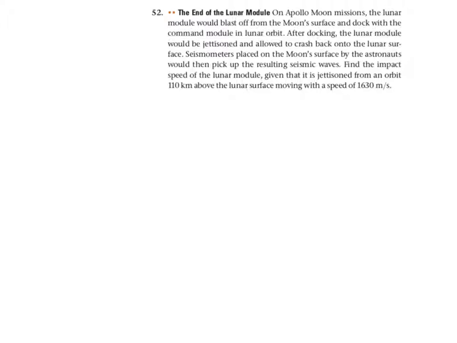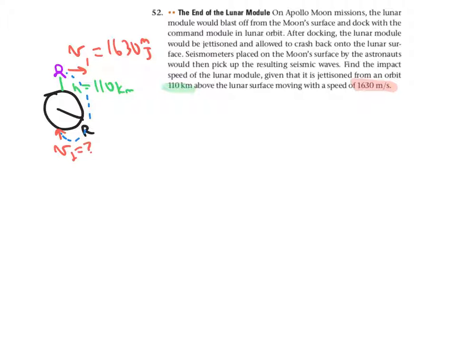Find the impact speed of the lunar module given that it is jettisoned from an orbit 110 kilometers above the lunar surface and moving at a speed of 1,630 meters per second. So that's our situation. We start at some height, and then it spirals down and hits at some velocity. We're going to do an energy balance, and we're going to say that the energy at the start, when it's first jettisoned, equals the energy when it hits the surface.